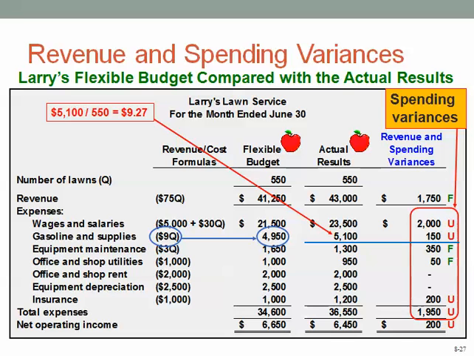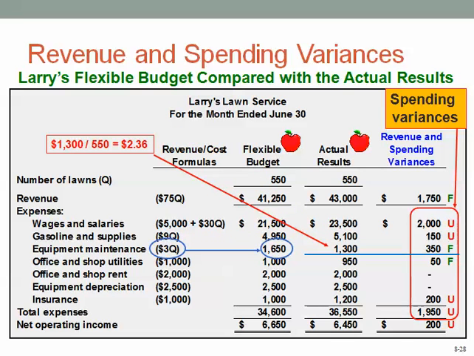Let's go ahead now and look at maintenance and equipment. If we take the $1,300 actual cost and divide it by 550 lawns, we see that on average it only cost us $2.36 per lawn. We had anticipated spending $3 on average per lawn. So since our actual cost was less than our flexible budget amounts, we have a favorable variance.